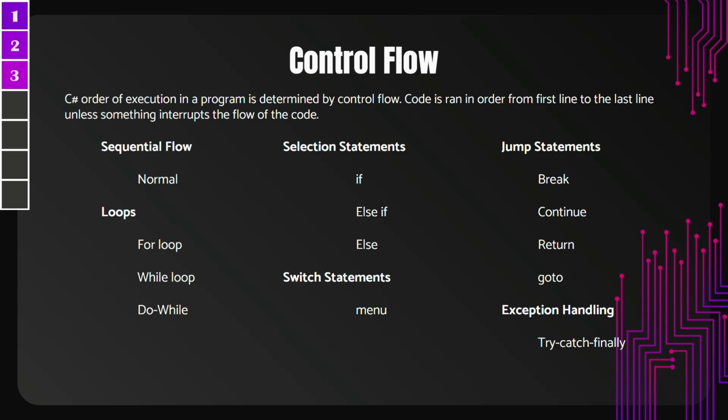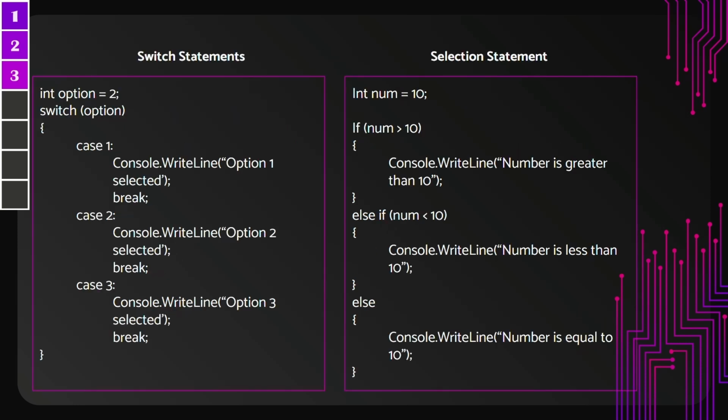C Sharp has an order of execution of a program, which is determined by control flow. Usually, code is run from first line to last line, unless something interrupts the flow of the code. Normal flow is sequential flow. Then there are selection statements: if, else; jump statements: break, continue, return, goto; loops; switch statements; and exception handling. Now we have examples of every single statement. Switch statements, we've already learned most of these in C++, is a menu. Selection statements are if, else if.